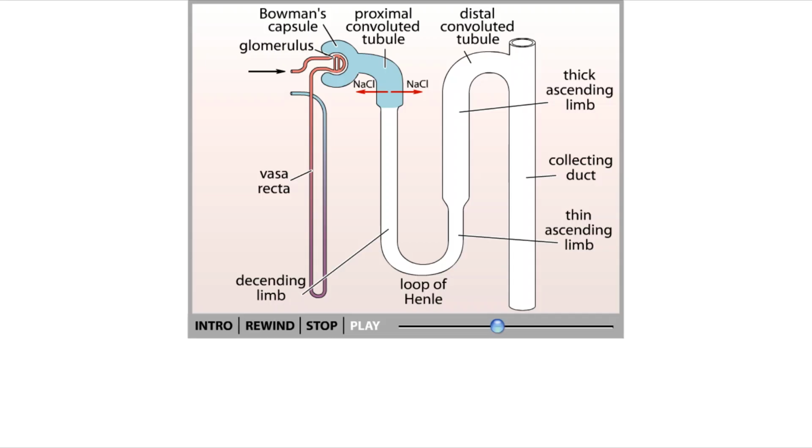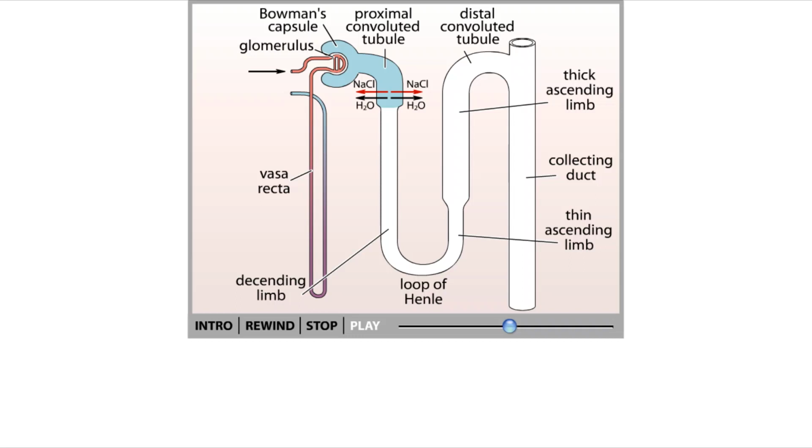The active transport of solutes out of the proximal convoluted tubule into the tissue fluid causes water to flow by diffusion. The water and solutes moved into the tissue fluid are taken up by the peritubular capillaries and returned to the venous blood, leaving the kidney.